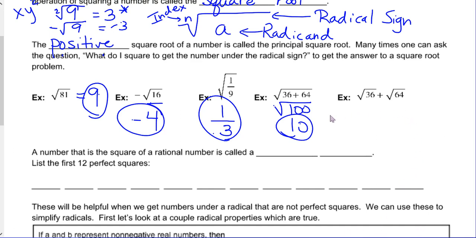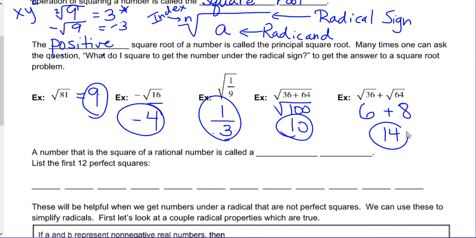Now let's look at these. This is different than here. Here, I need to do these individually and add, whereas in this one, I added first and then did the square root. So what times what gives me 36? The answer is 6. I want to add to that the square root of 64. What number times itself is 64? The answer is 8.